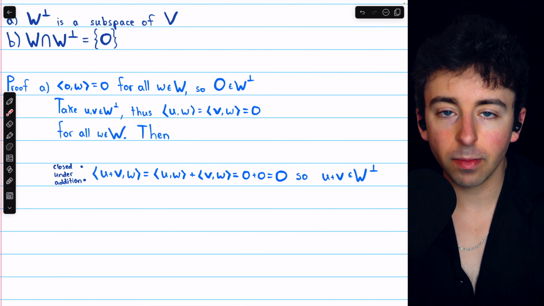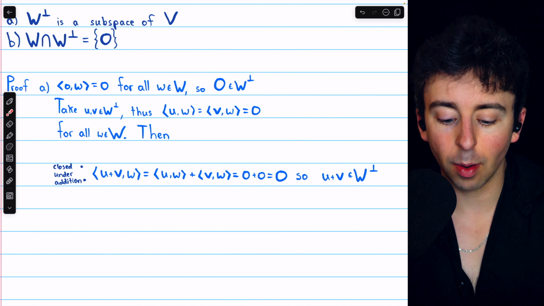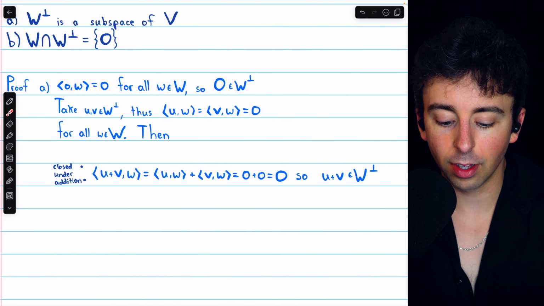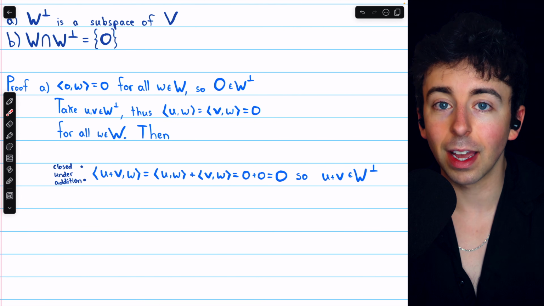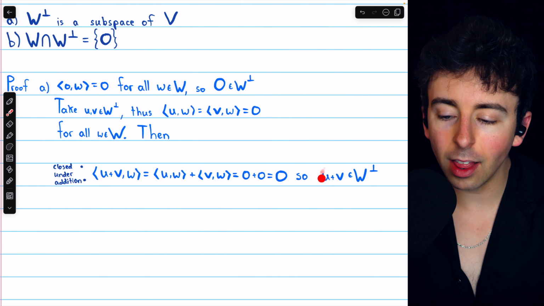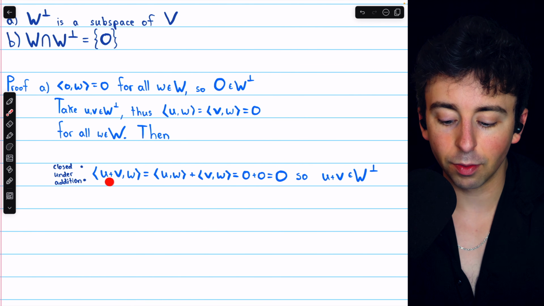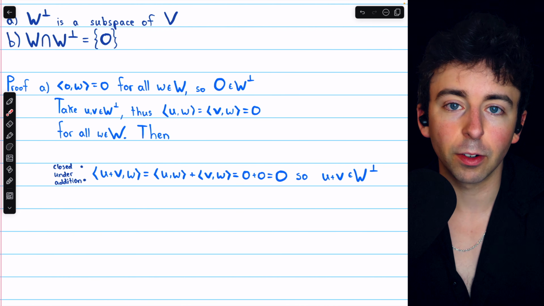Hence, this sum, u plus v, is also orthogonal to every vector from the subspace W, because of course w was just an arbitrary member of that subspace. Hence, by definition, u plus v is an element of the orthogonal complement of W. Again, that's because u plus v is orthogonal to every vector in W.